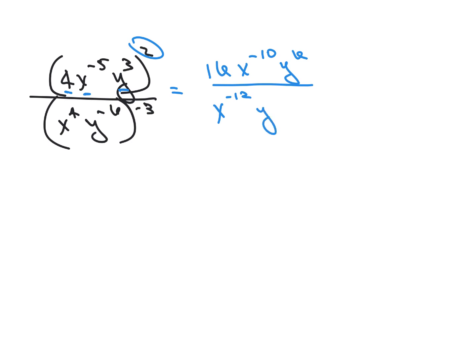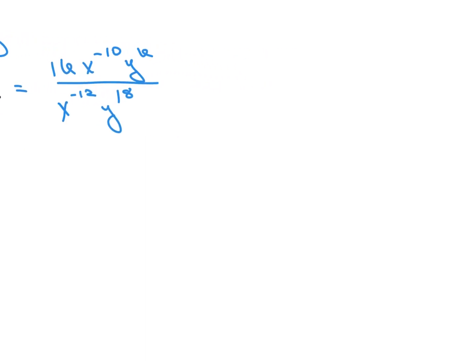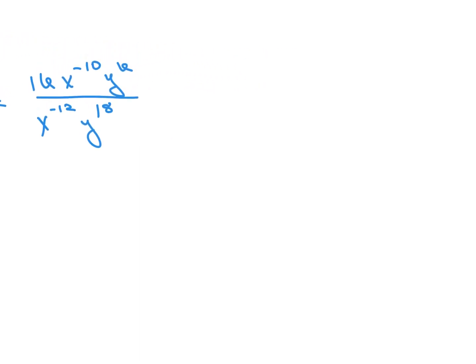Y, negative 6 times negative 3. A negative times a negative is a positive. All right, so right now we have simplified that as much as we can. So let's go ahead and go across the division line and see what we've got.